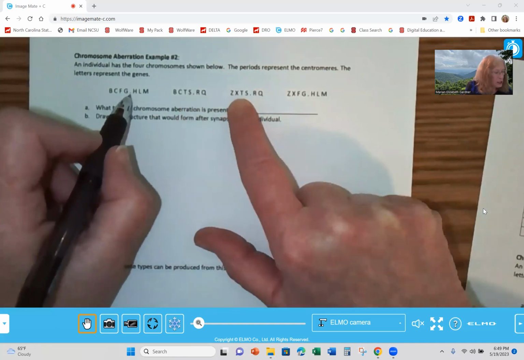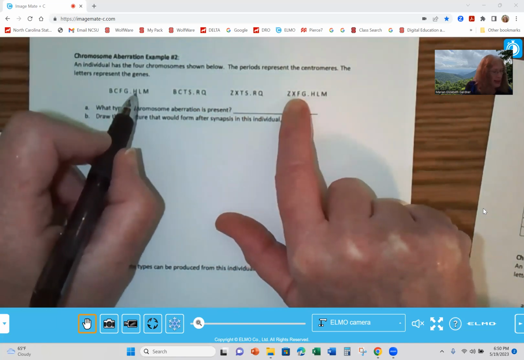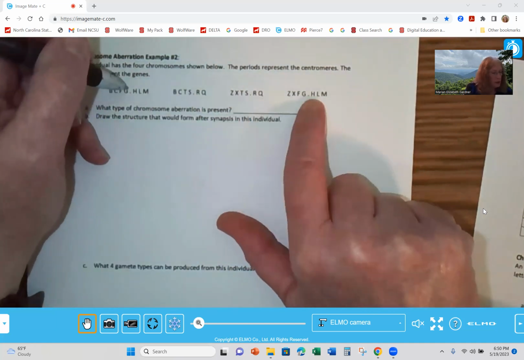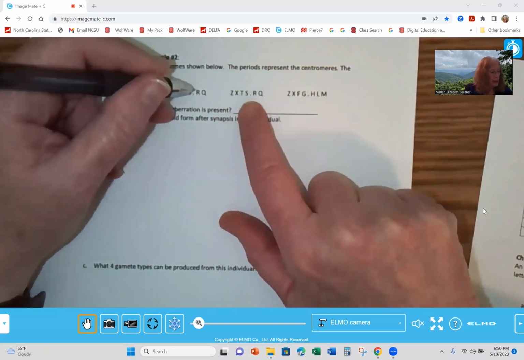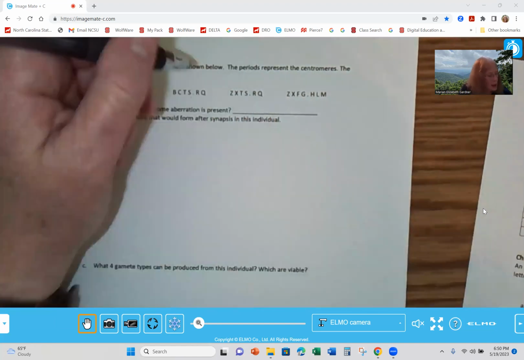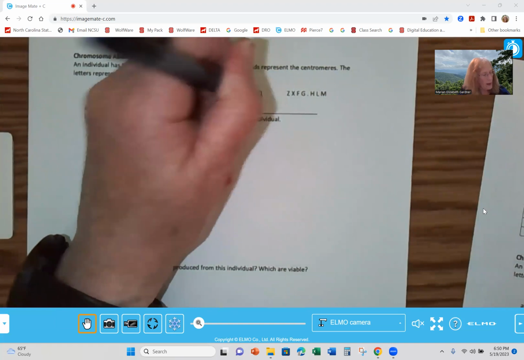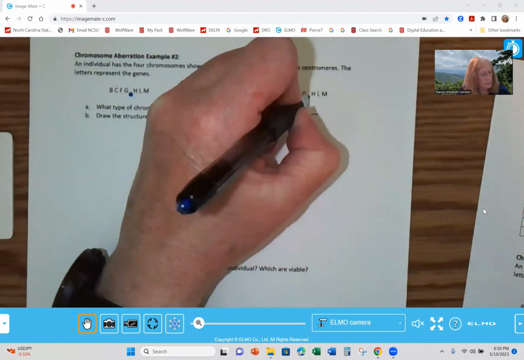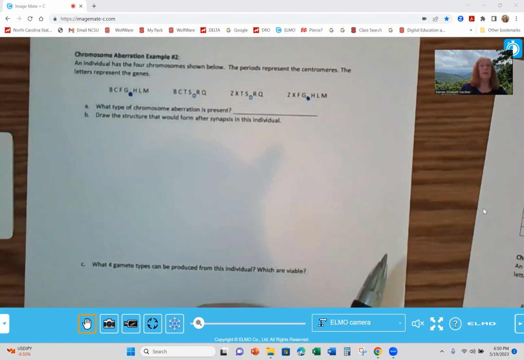If I look at these 2, there's the HLM, the GHLM, but it had XZ, that has XZ. And if I look around the centromere, one centromere is between G and H, here and here, and the other is between S and R. So these two are homologous centromeres, and I'm just going to make that centromere an open circle. And then these centromeres, I'll make a solid circle.